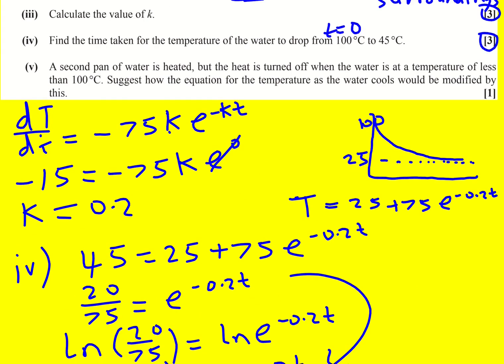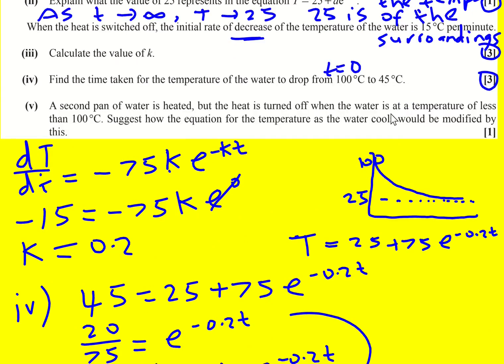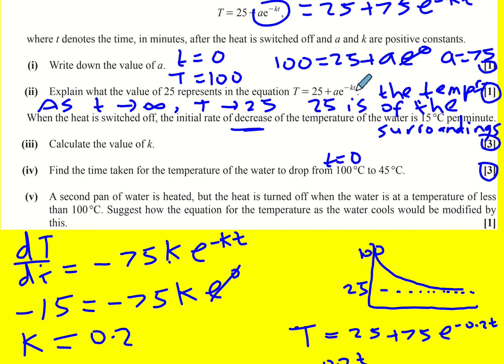Finally, a second pan is heated, but the heat is turned off when the water is at a temperature of less than 100 degrees. How can we modify the equation? Well, let's just think about this. k gave us how quickly it was decreasing, but it's going to be decreasing at the same sort of rates for a given temperature in any case. So it's just that we're going to maybe start here instead, but it's then still going to decrease at the same rate. So we don't want to change k.